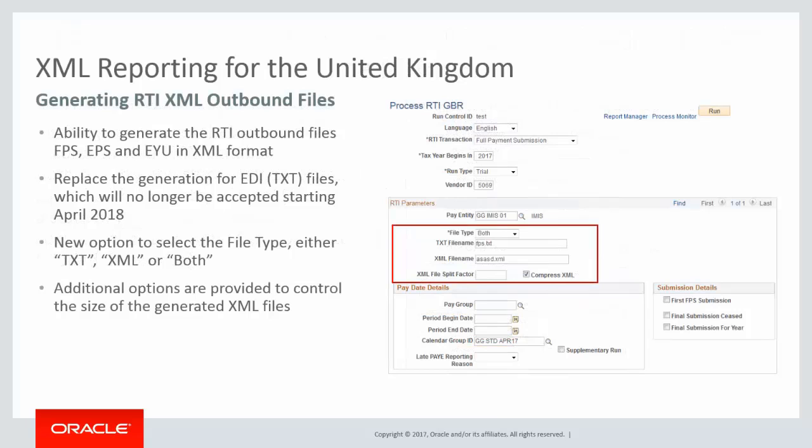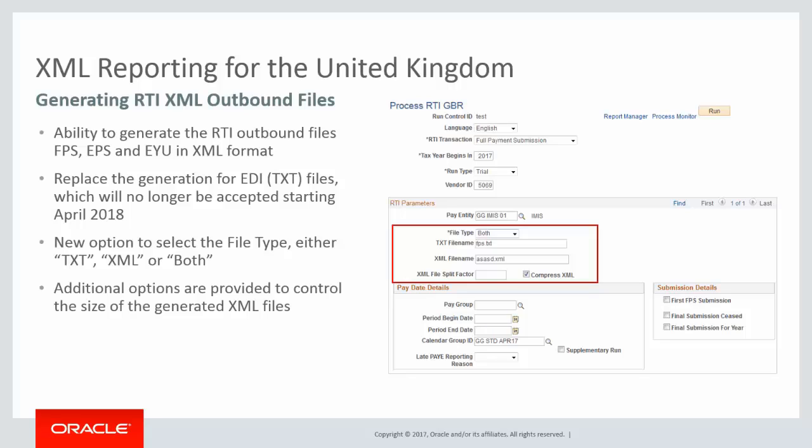HMRC will be decommissioning the Electronic Data Interchange, or EDI, channel and replacing it with an existing XML service. Current EDI users will need to migrate to the XML channel by the start of fiscal year 2018-2019. PeopleSoft will leverage the existing XML reporting framework to manage the outgoing XML files.